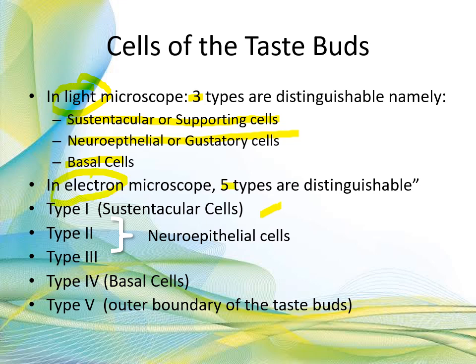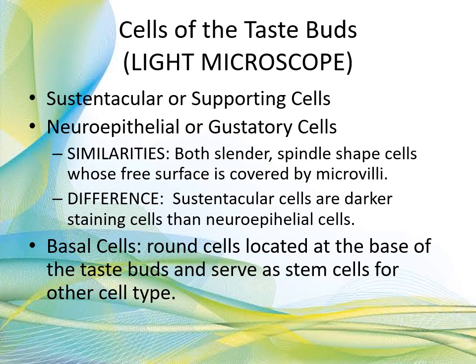The type 1 is the sustentacular. Yung type 2 and type 3, that's the neuroepithelial. Type 4 is the basal. Tapos yung type 5, yun yung outer boundary of the taste buds. So, ulit nga yun sa light microscope, we have the supporting or the sustentacular, then the neuroepithelial or the gustatory cells. So, anong similarities? Both of them are slender, spindle-shaped. Ang difference naman nila, sustentacular cells are darker staining cells than neuroepithelial. Tapos, ang basal cells, they are round cells located at the base of the taste buds and serve as stem cells for other cell types.